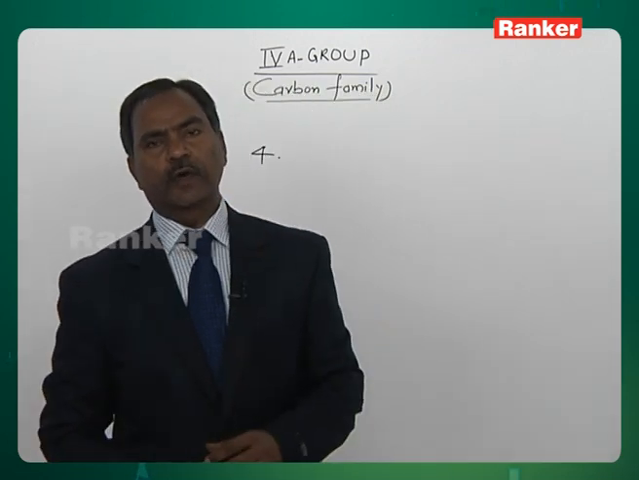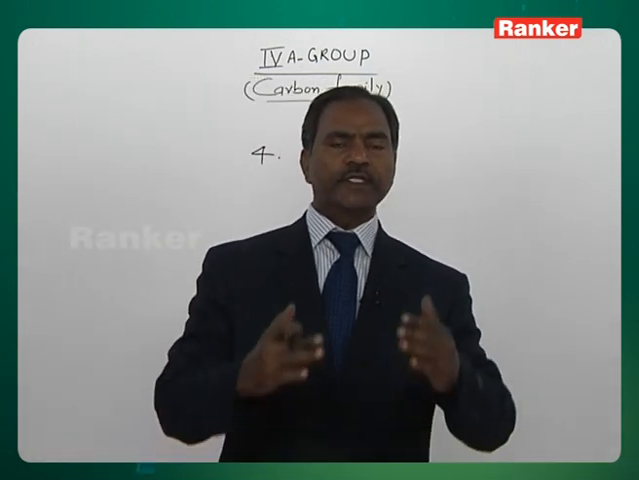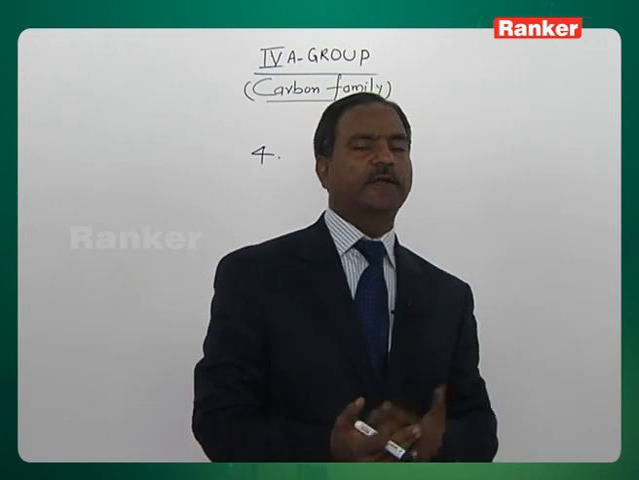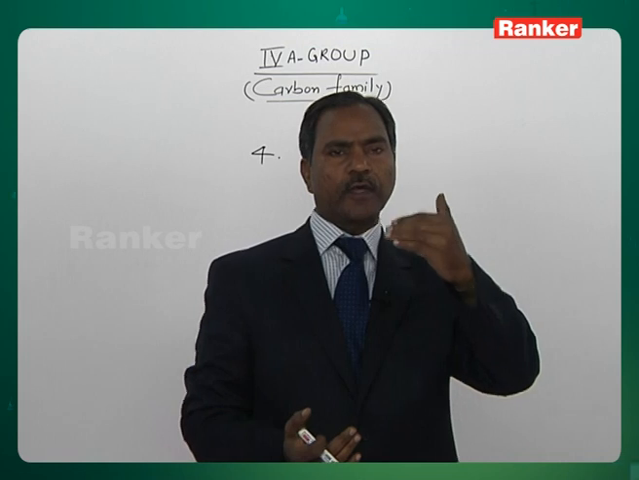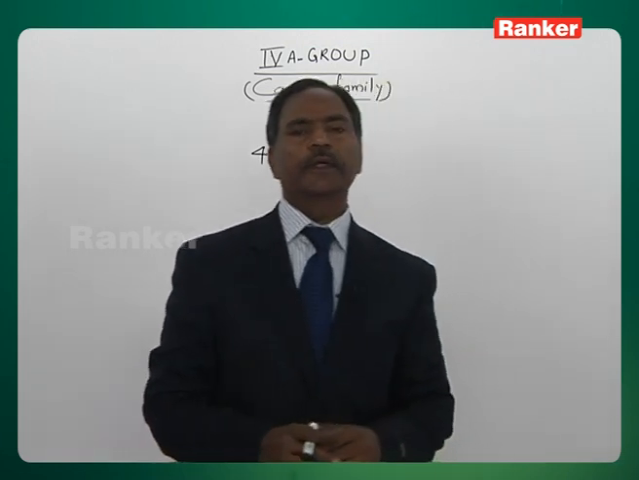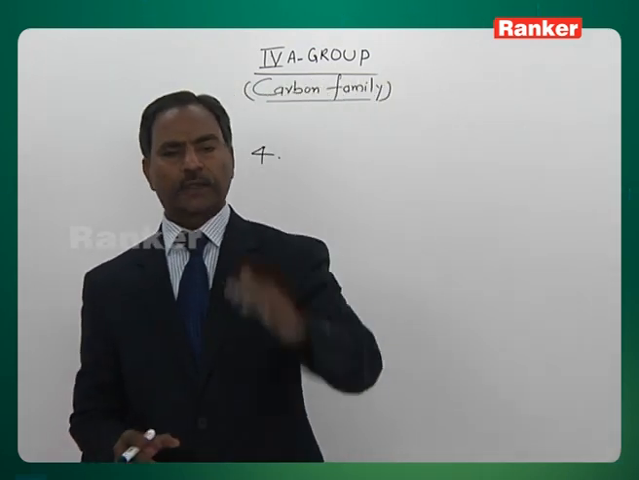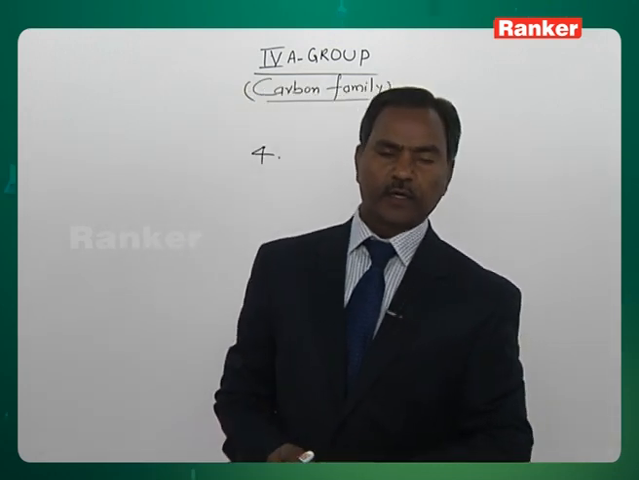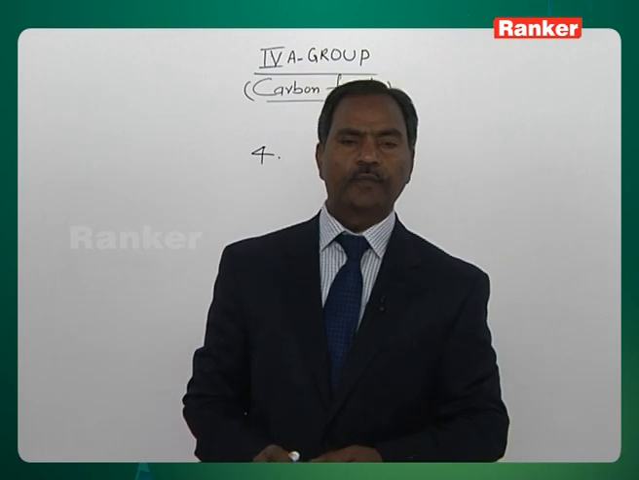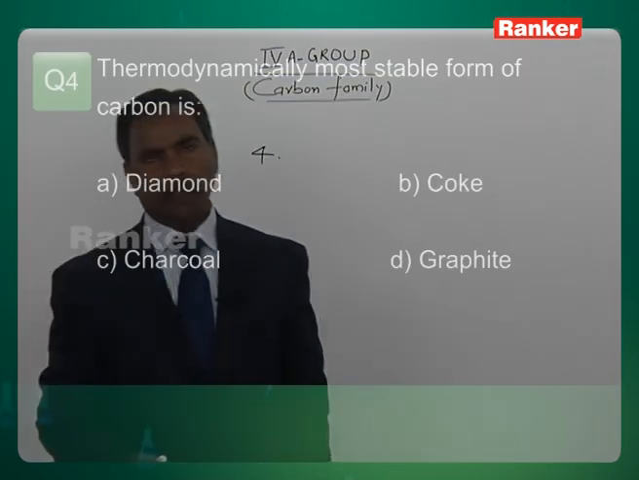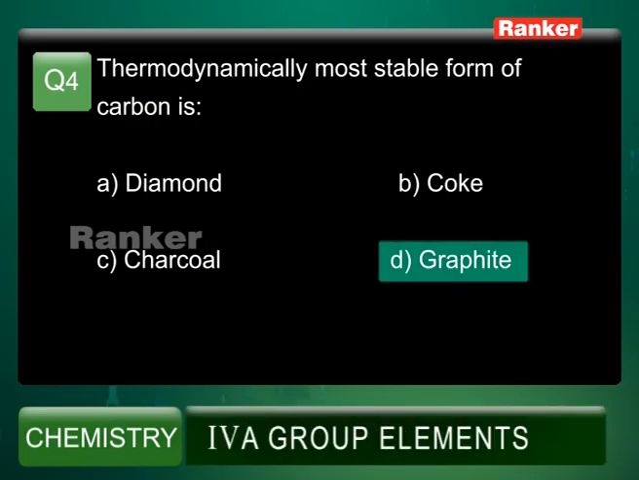See, graphite is actually thermodynamically more stable because its free energy of formation is less than that of diamond. Therefore, among diamond, coke, charcoal and graphite, thermodynamically graphite is more stable. Therefore, question number 4, the answer is D.